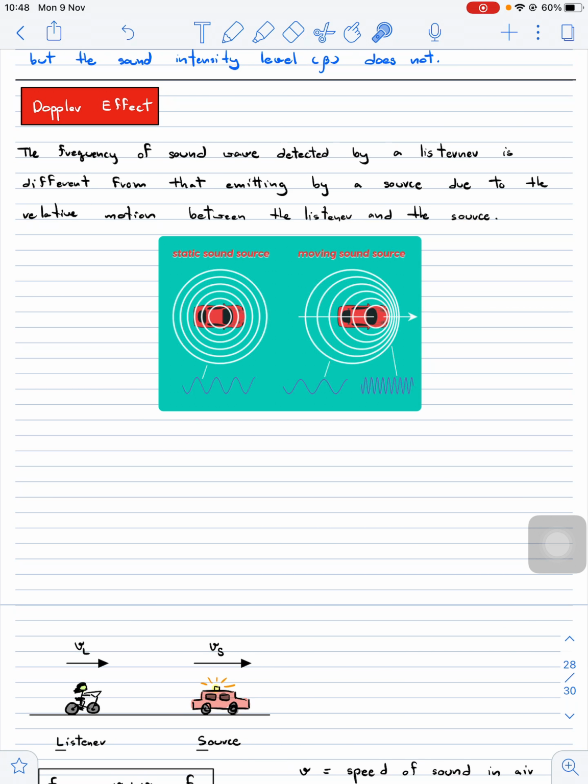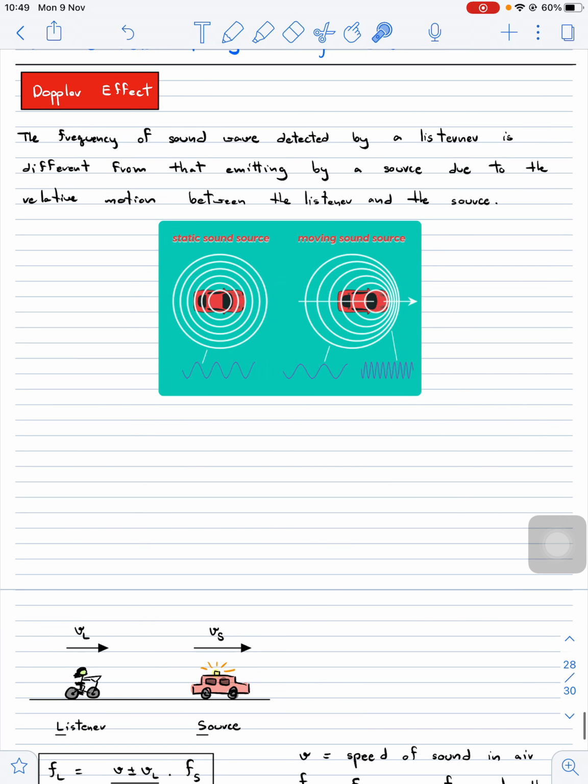The last topic in this chapter is the Doppler effect. Okay, what is the Doppler effect? If we have the source moving in one direction, it means that the frequency of the sound wave detected by the listener is going to be different from the frequency that the source emits. So that's called the Doppler effect. This phenomenon can be seen by this.